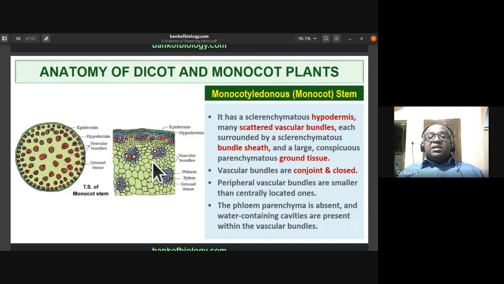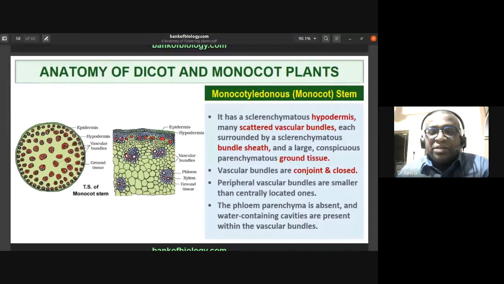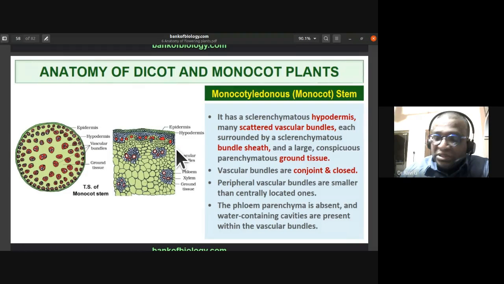They are present within the vascular bundles. Some of the protoxylem elements get crushed and they instead store water. So these water storing cavities are the lysigenous cavities. They have not mentioned that term in your textbook, but remember they are also called lysigenous cavities that you notice in this monocot stem.